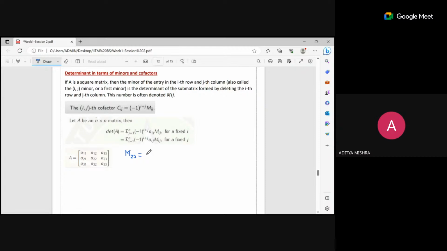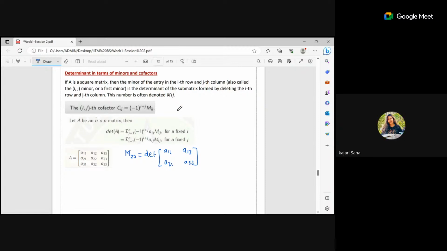Second row and second column. Yeah, second row and second column you must be deleting. So you must be calculating the determinant of this submatrix A11, A13, A31, A33. So this determinant you have to find. The same way for any Mij, you have to delete the ith row and jth column and find the determinant of the submatrix obtained by deleting these rows and column. This is what is called the minor. Is this clear? Calculating the minor?